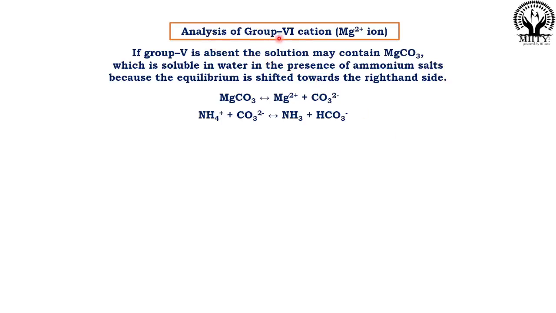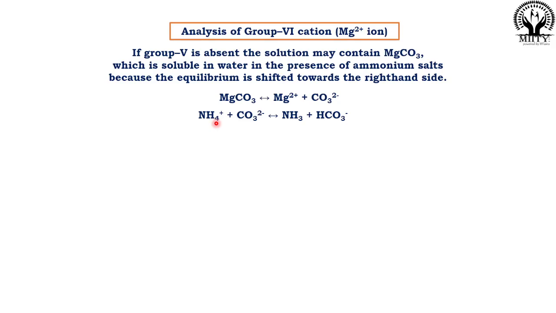Analysis of group 6 cation, Mg2+. Once group 5 is absent, then the solution may contain magnesium carbonate, because magnesium carbonate is soluble in the presence of ammonium carbonate, because NH4+ combines with the CO3 2- and this equilibrium will be shifted to the forward direction, so that magnesium carbonate is soluble in the presence of ammonium ions.